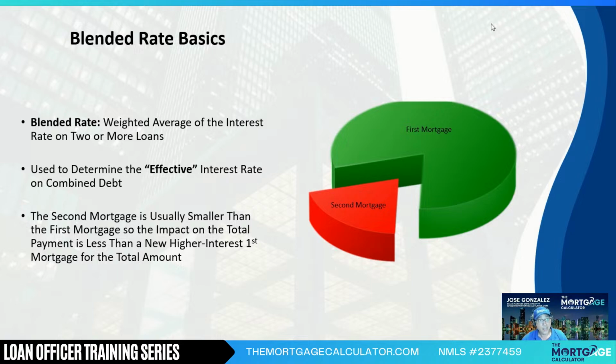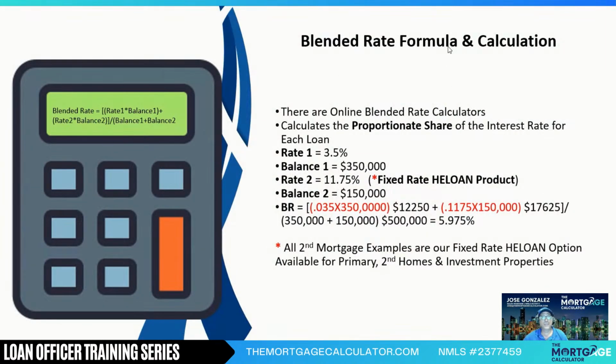And I did mention the second mortgage is usually smaller than the first mortgage, and this is what's so important about this whole concept of adding a fixed rate HE loan to an existing loan, because since the second mortgage is usually smaller than the first mortgage, the impact on the total payment is going to be less than a new higher interest rate first mortgage for the total loan amount. And that's pretty good when you present the borrower with the analysis and the tangible benefits.